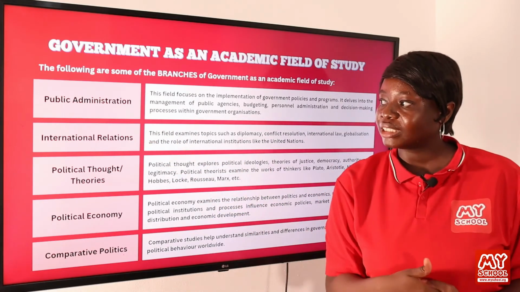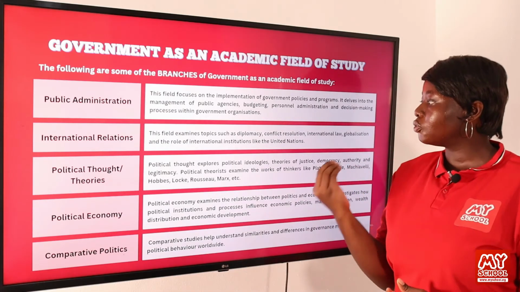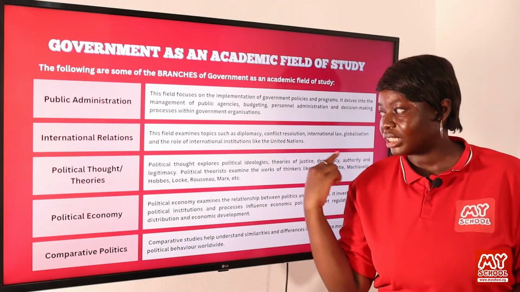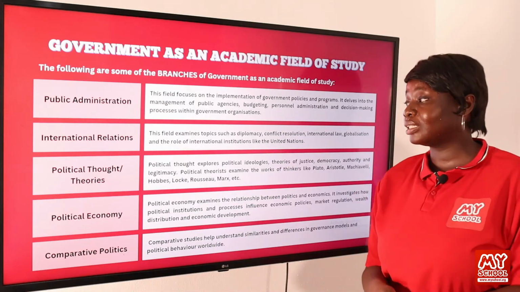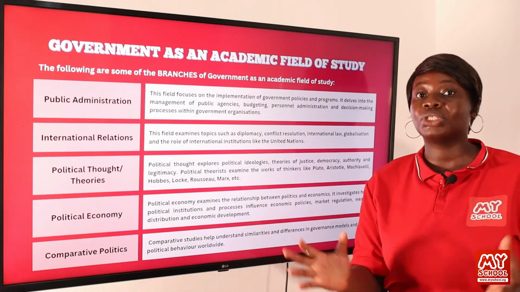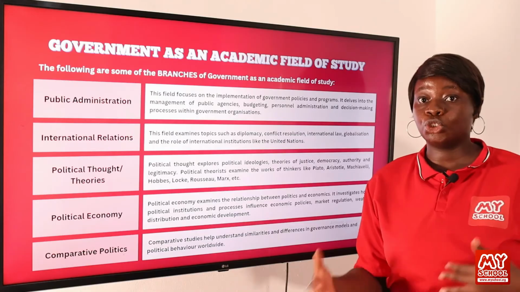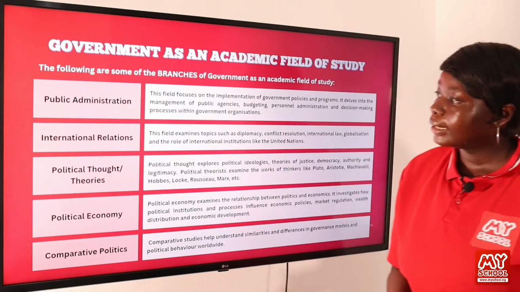Then you can also study international relations, where you talk about diplomacy, conflict resolution, international law, globalization, and the role of international institutions like the United Nations. Here you can be a foreign diplomat, where you represent your country when different countries of the world come together to make decisions on how different global issues should be addressed. So you can study international relations for that.